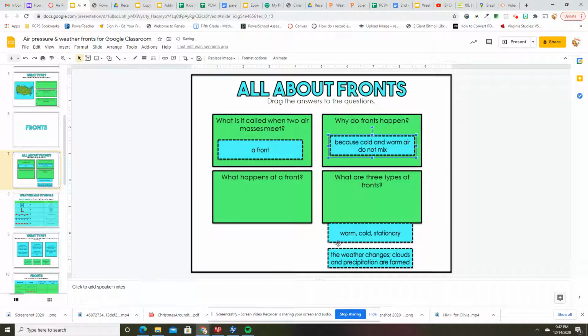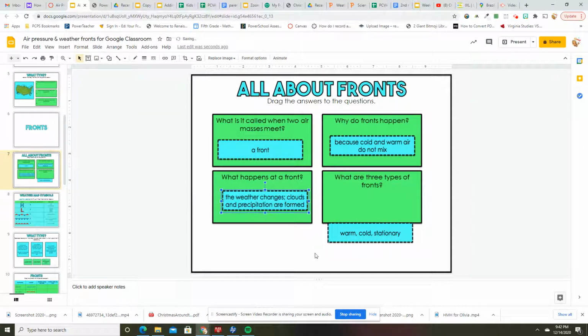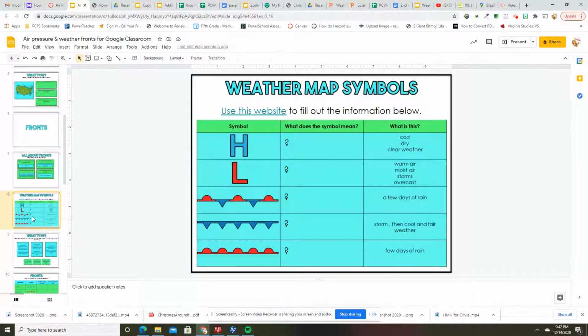And then what happens at a front? The weather changes, clouds and precipitation is formed, and the types of fronts are warm, cold, and stationary. And if you listen to the weather, you hear those terms often.